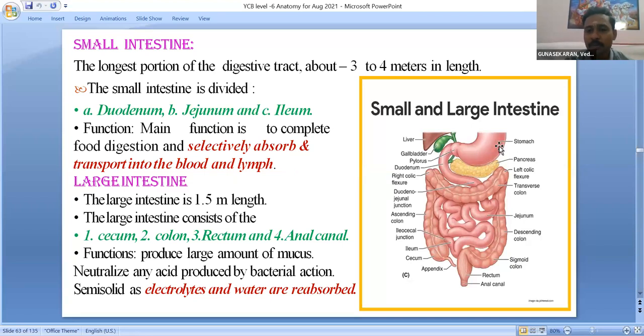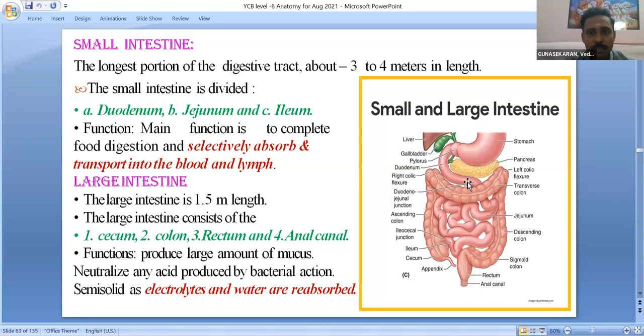Stomach you already know. There is a pylorus, the pyloric sphincter. That is one of the gates. Then the duodenum, which goes slowly downwards. Then the jejunum. In between, there is one junction. That is the duodeno-jejunal junction. Got it? Duodenum: after the stomach, after the pylorus, the duodenum.